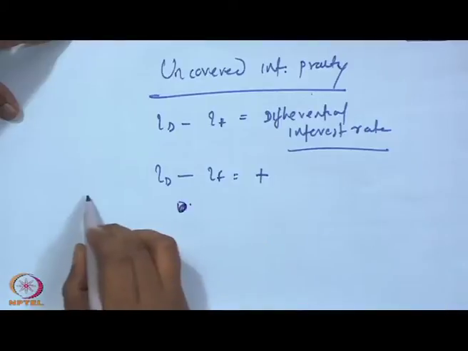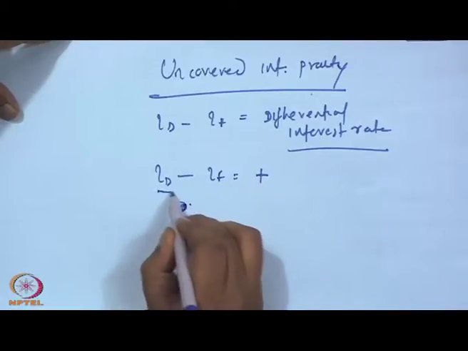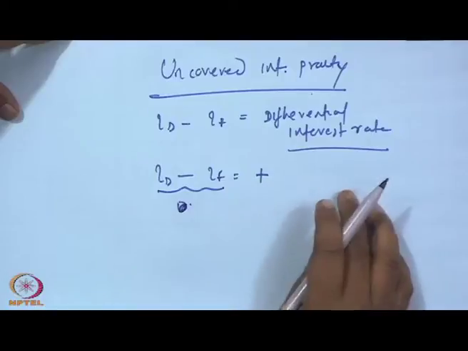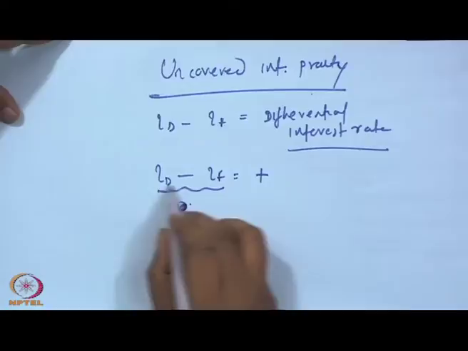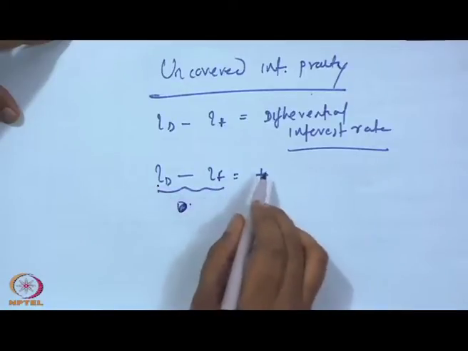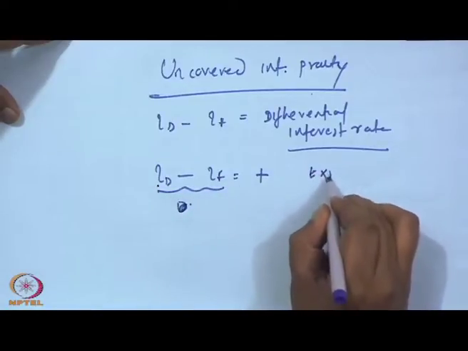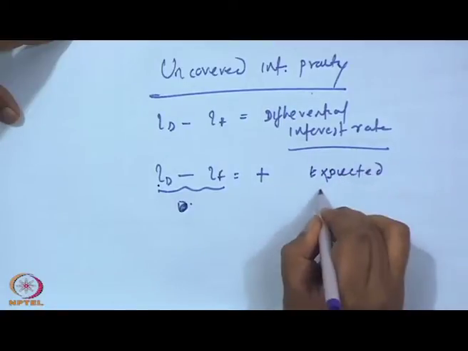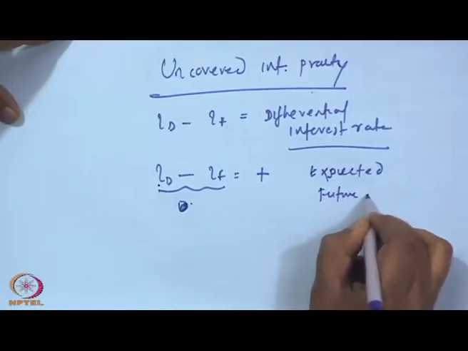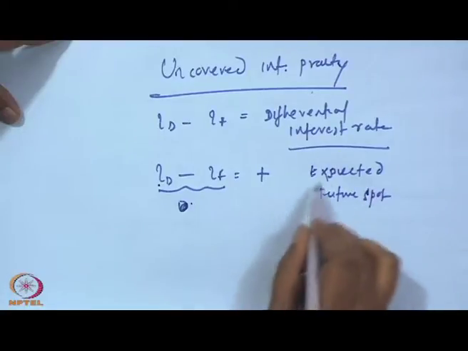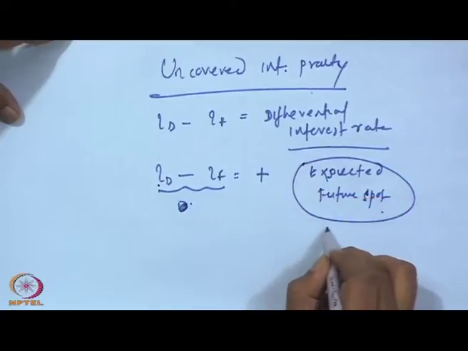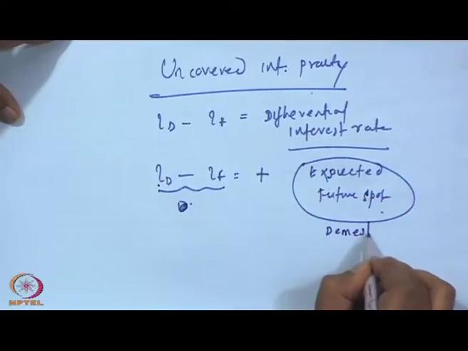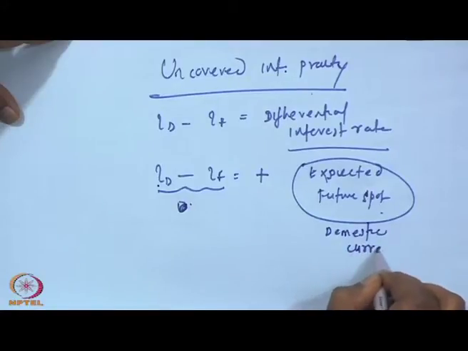So, here the interest rate differential creates an expected change in spot rate, the future spot rate. Whenever there is a positive differential, domestic minus foreign is positive, it will be reflected in the expected future spot, and rupee or domestic currency will depreciate.